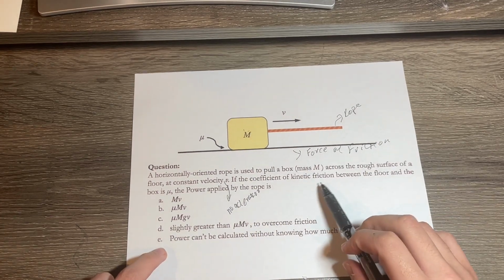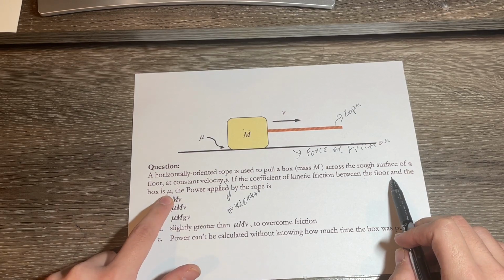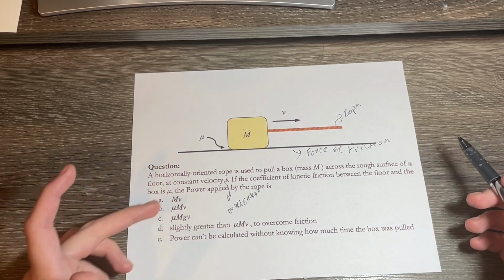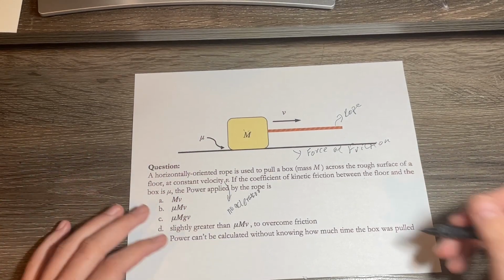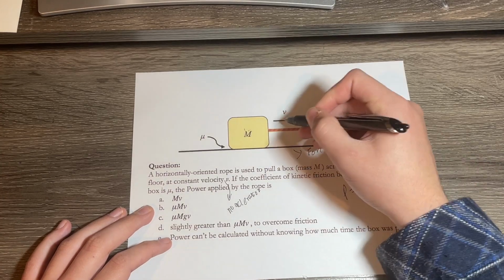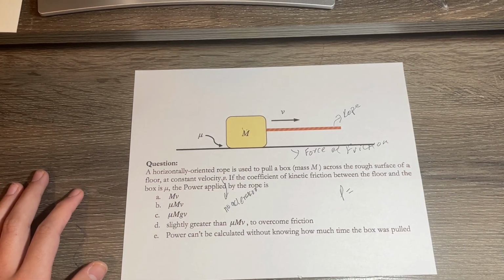If the coefficient of kinetic friction between the floor and the box is mu, there is some coefficient of friction, okay? The power applied by the rope is what? So they're basically asking for the power applied by the rope to pull the box. Okay, so let's solve this problem and let's get back to my whiteboard.